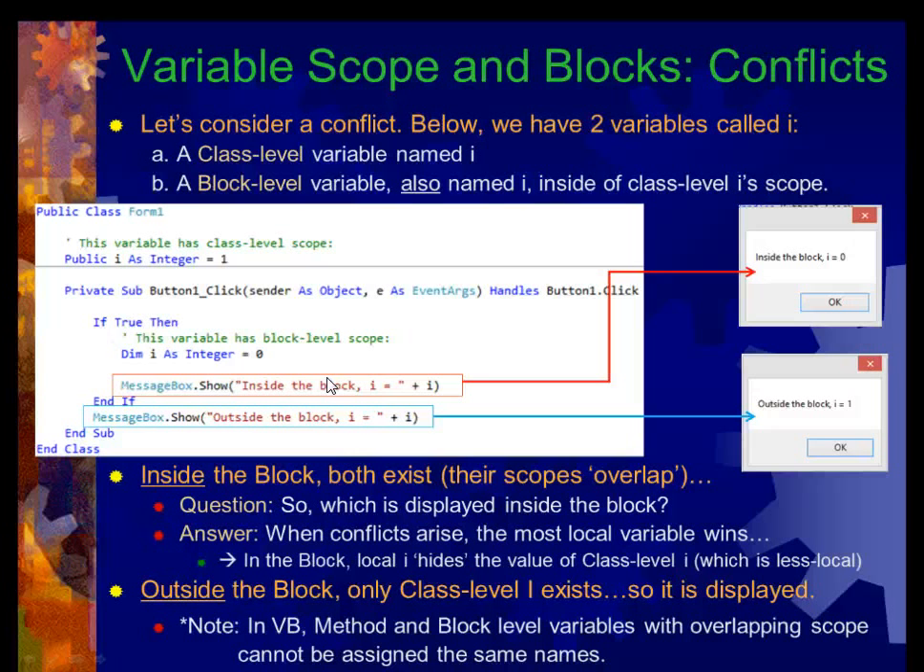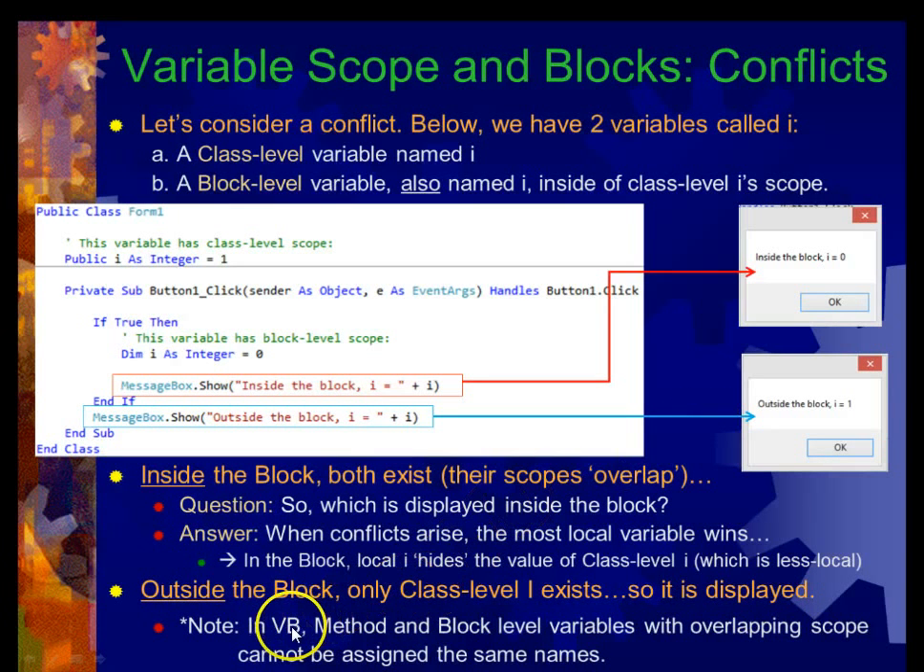So which is the local scope? Inside. So what's the value going to be inside? This one here. Okay? Answer. When conflicts arise, the most local variable wins. In the block, local I hides, sometimes you'll see this word, hides the value of the class level one. So it takes over the value of the class level one. Outside the block, only class level I exists, so it is displayed. Okay, does everyone get it?